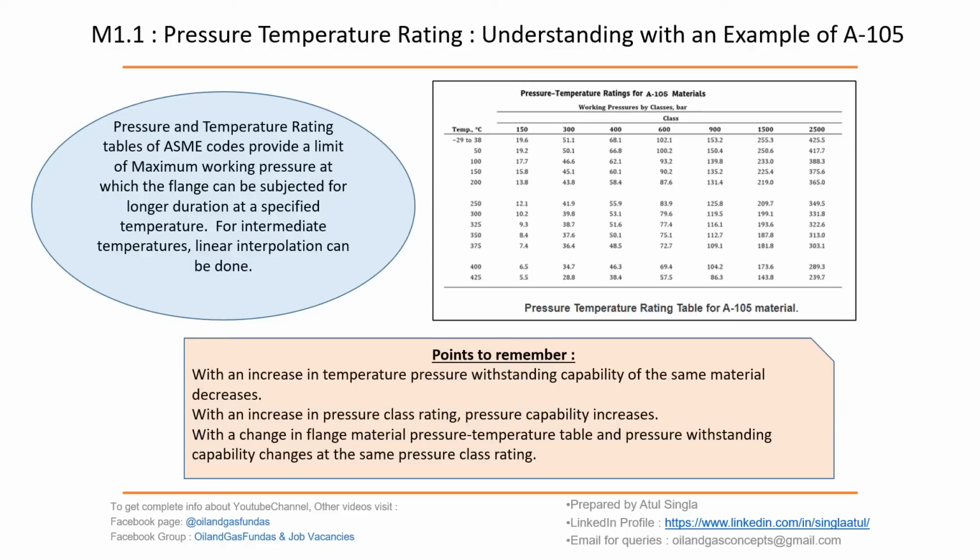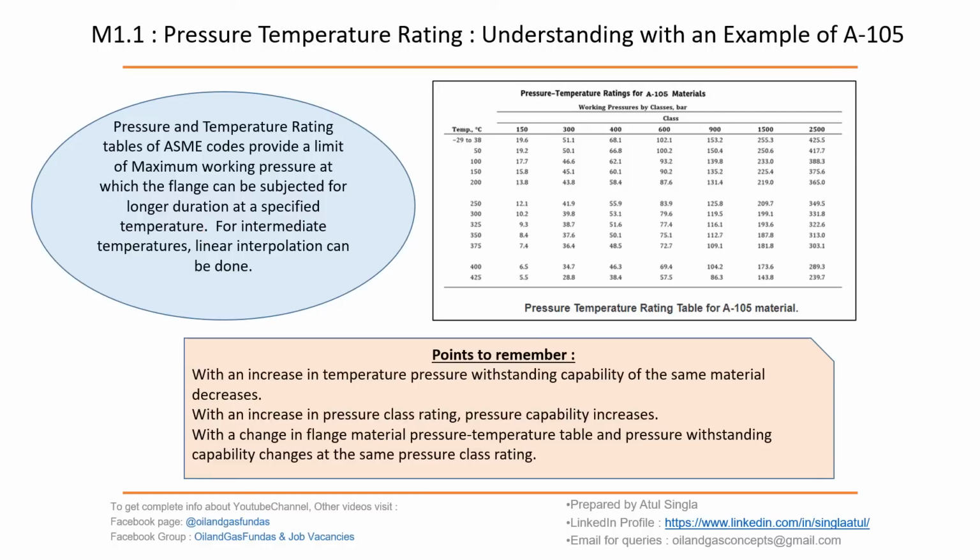So if you see pressure temperature rating, let us understand with an example of material A105. Every material has different properties, but we are taking the example of A105. If you see, this is a chart. These are the temperature ranges, these are the pressures, this is the class. The pressure temperature rating table of ASME codes provides a limit of maximum working pressure to which a flange can be subjected for a longer duration at a specific temperature.